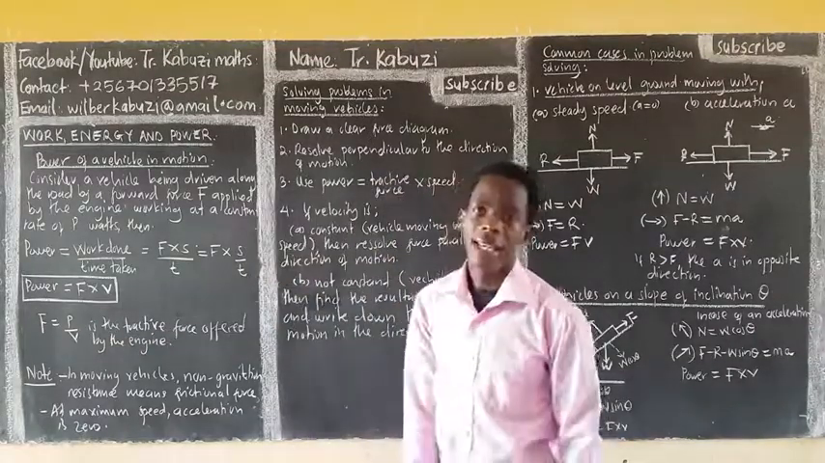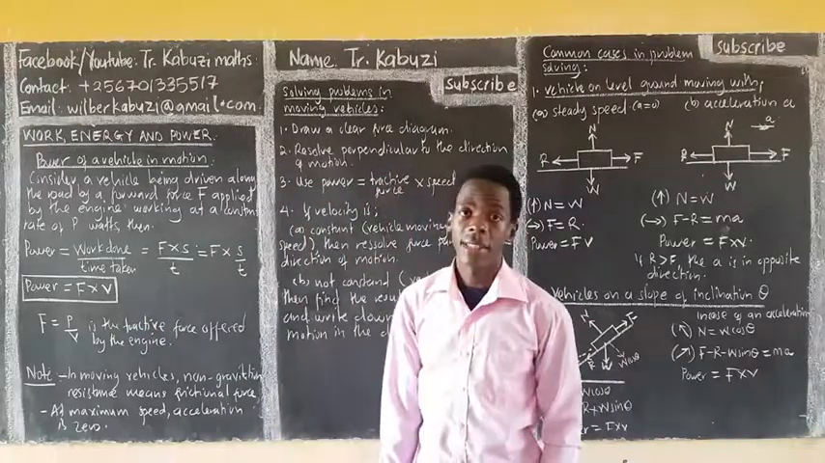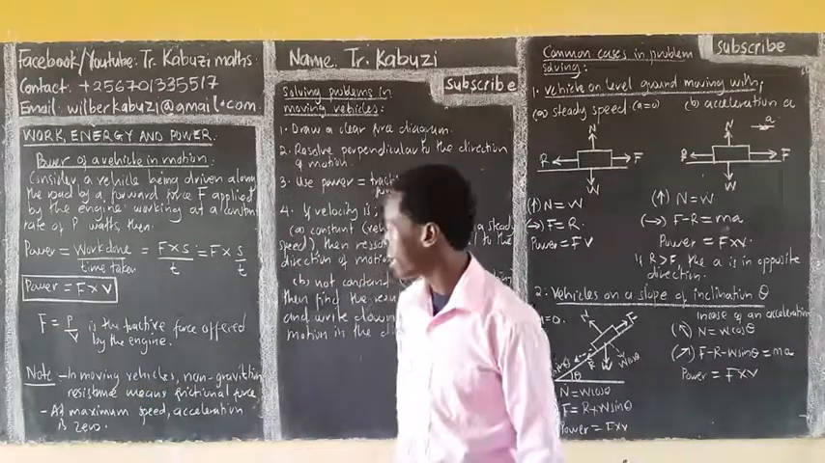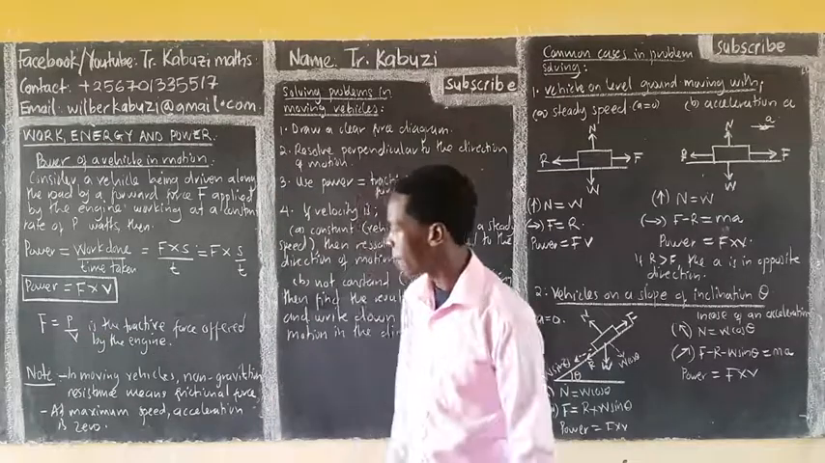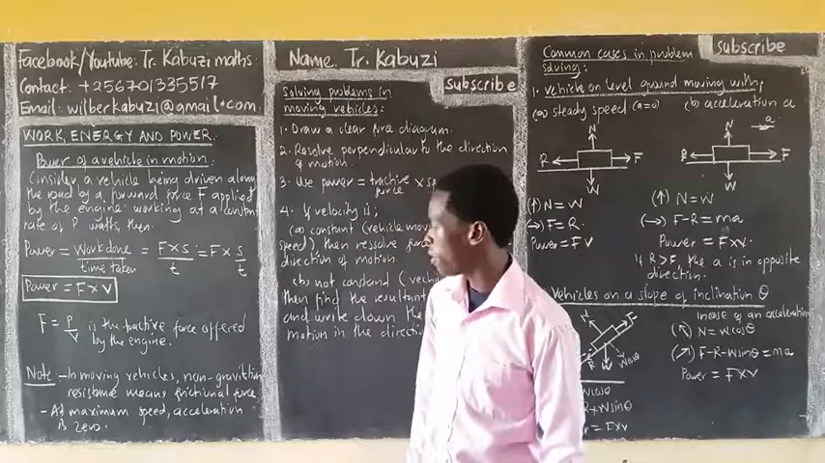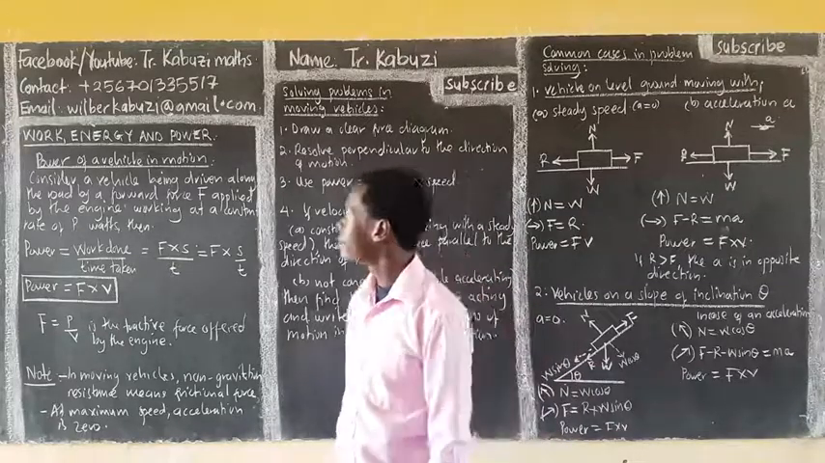So power in a vehicle is given by the forward pull times the velocity at which that car is moving. It's the attractive force offered by the engine. This force is given by that. In moving vehicles, non-gravitational resistance means frictional force. At maximum speed, acceleration is 0.